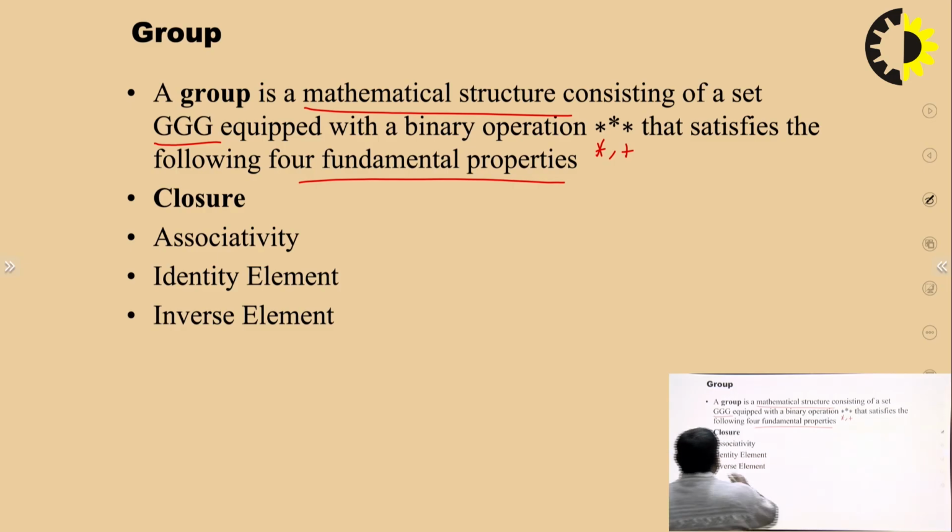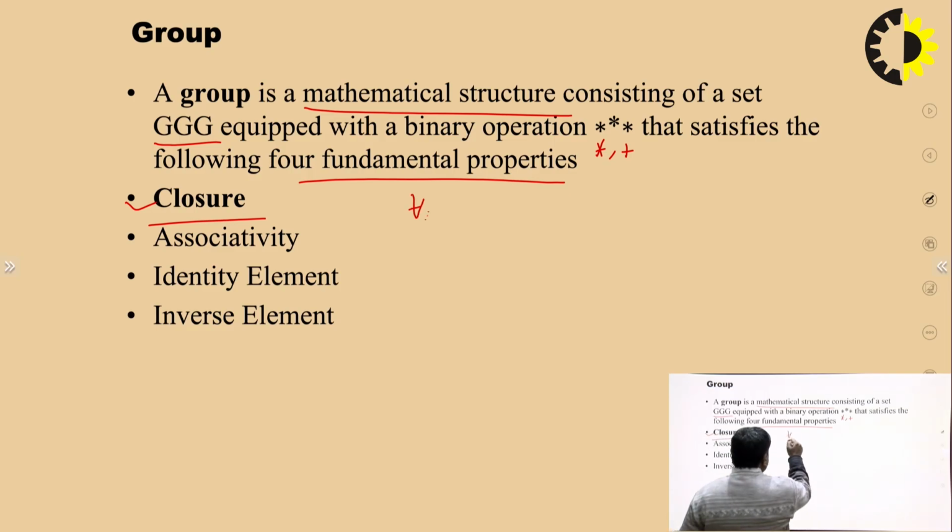The first property is known as the closure property. Now, what is the closure property? Closure property means if we operate on every two elements, where the operation is multiplication or plus, then the result also belongs to the same set. Then we can say that the mathematical structure follows the closure property.